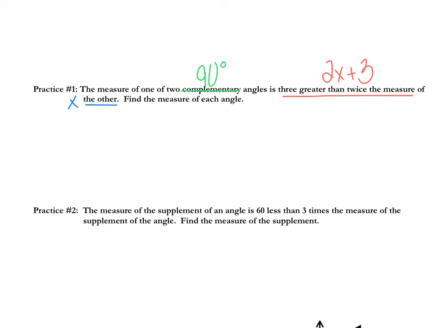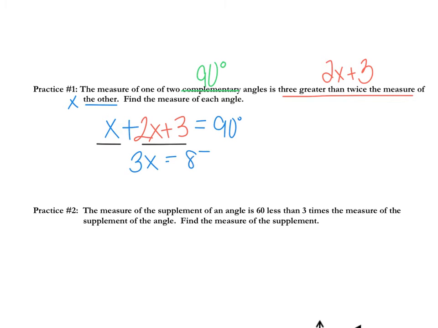Okay, so we have x plus the other angle. Remember that two complementary angles add up to 90 degrees. So when you're doing this, you should have two angles. So we have 3x equals 87, x equals 29. So it says find the measure of each angle.